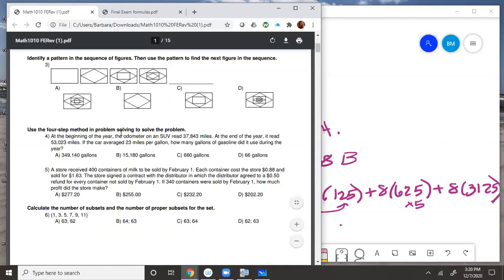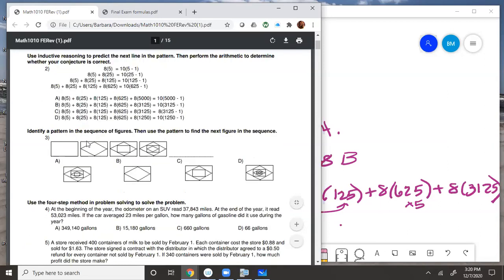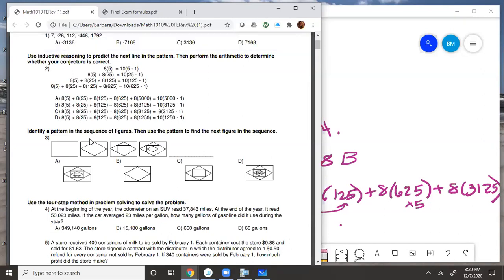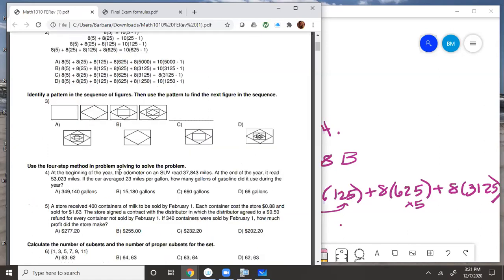All right, I'm going to move on to 3. Identify the pattern in a sequence of figures, then use the pattern to predict the next one in the sequence. So it looks like we've got a box and then one turned into a diamond, and then a box, and then another diamond. And so the next one would have a box inside it. A. So you have 3 boxes. Yeah, A would be the correct one.